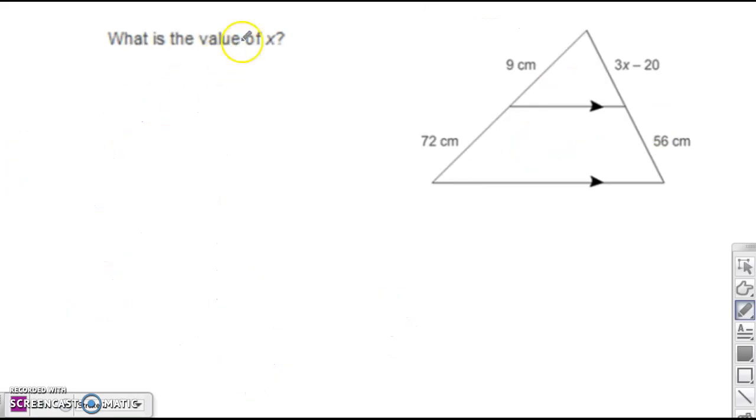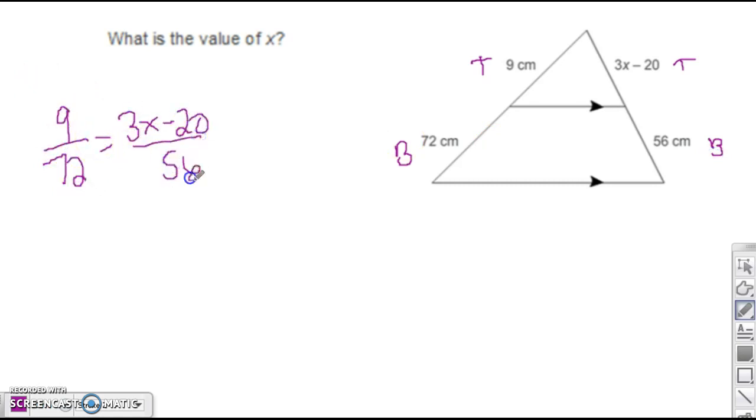All right. So again, what is the value of x? This one's a side splitter, and it's set up nice and neat. So we can just do top over bottom equals top over bottom. So 9 over 72 equals 3x minus 20 over 56. And then just like we've been doing with every other problem, we're going to cross multiply. Make sure that we multiply that 72 times each of those pieces.